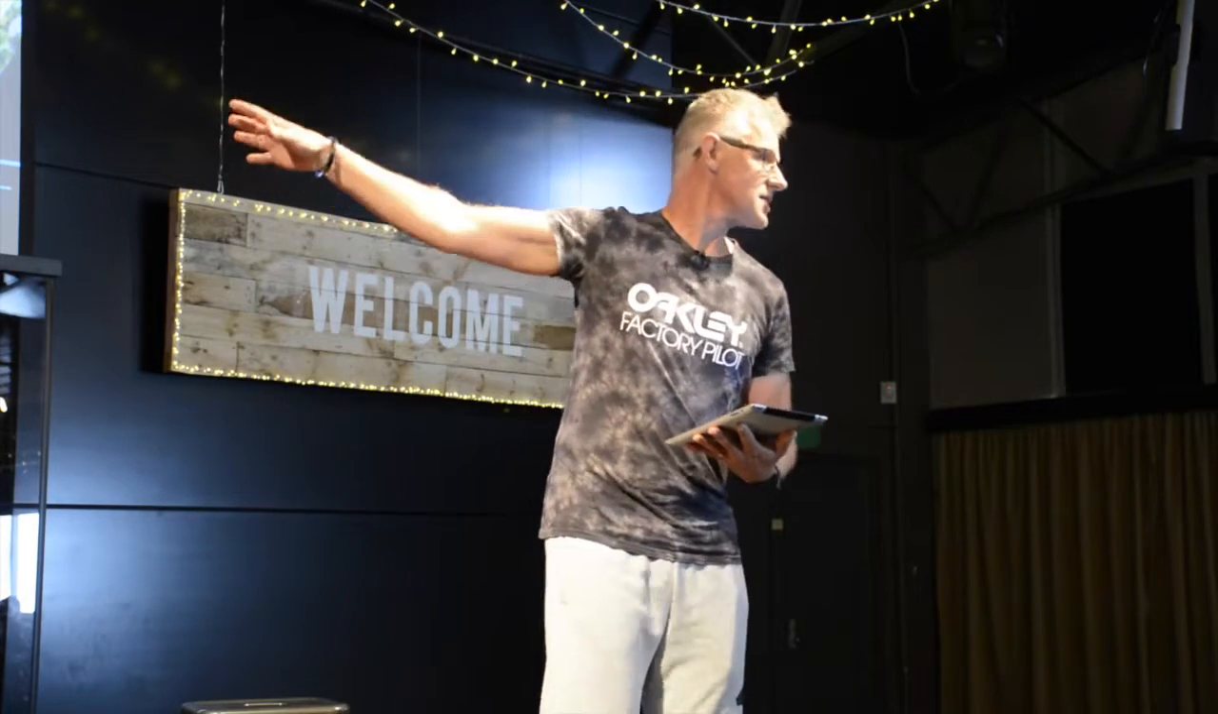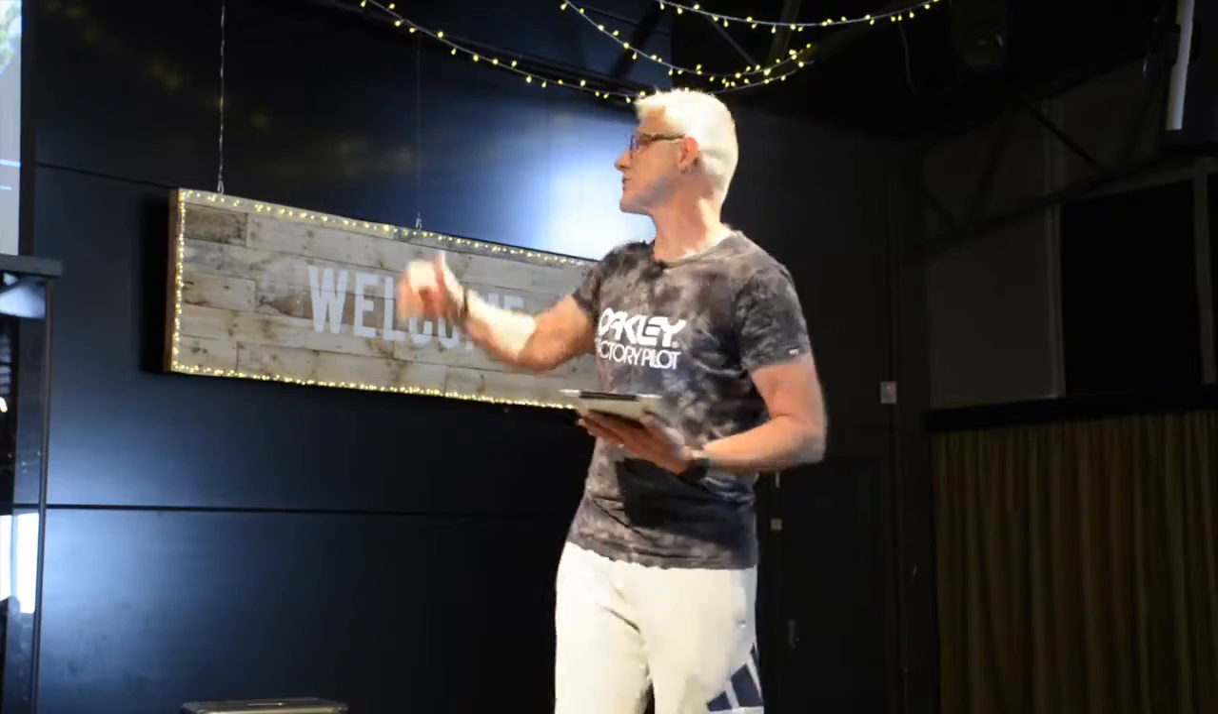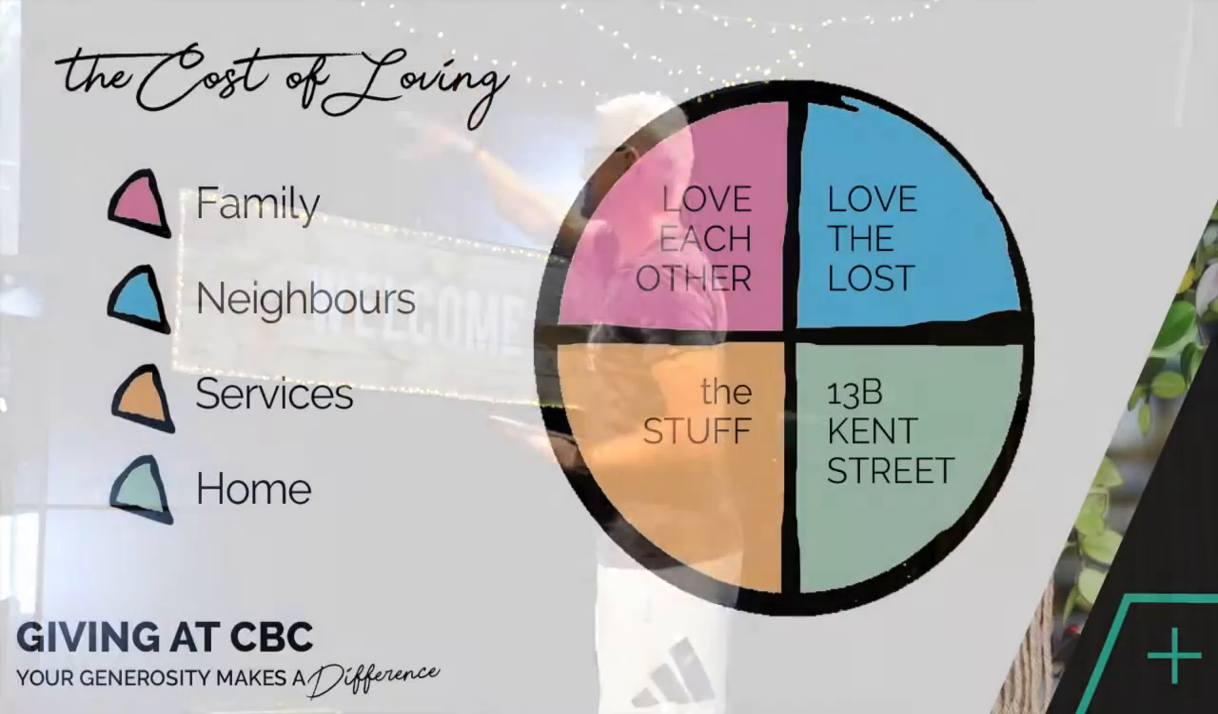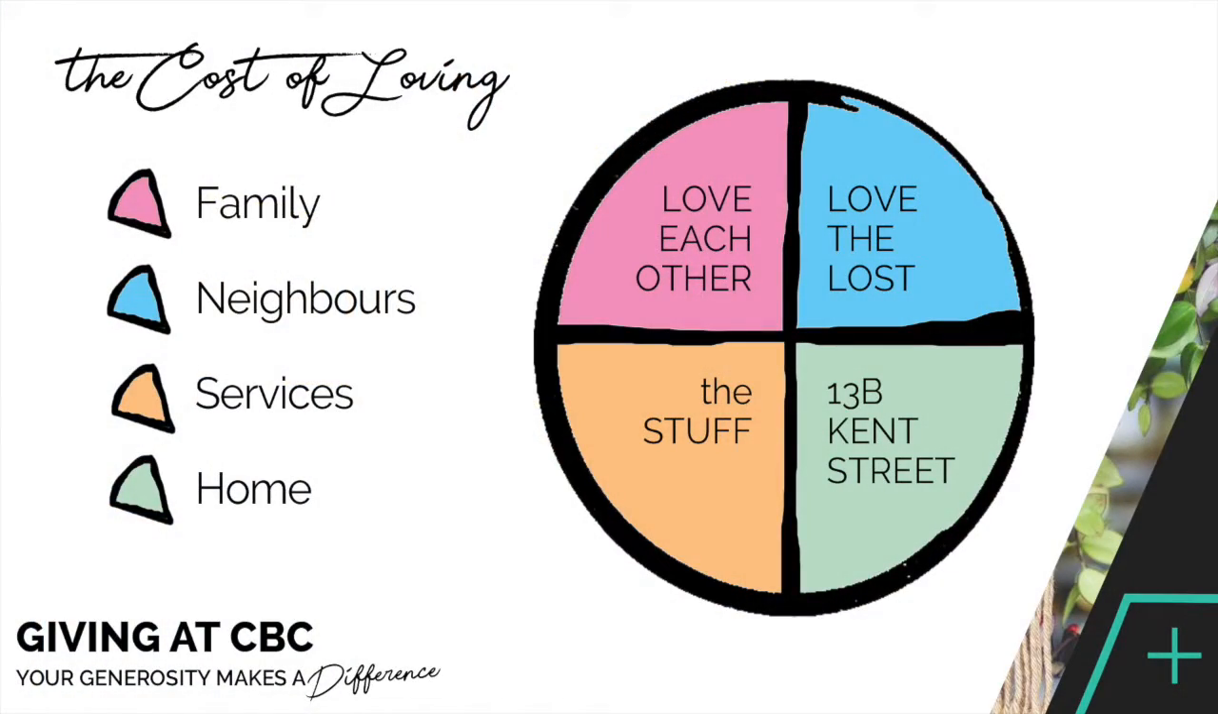And so we need to sometimes see that the cost of loving as a family is still very relevant to us. So just click the next slide, thanks. Because this does tie back to our vision, doesn't it? It is about loving each other. It's about loving the one that's lost. There's all this stuff that goes on, and a lot of it happens around here at 13 Beacon Street.